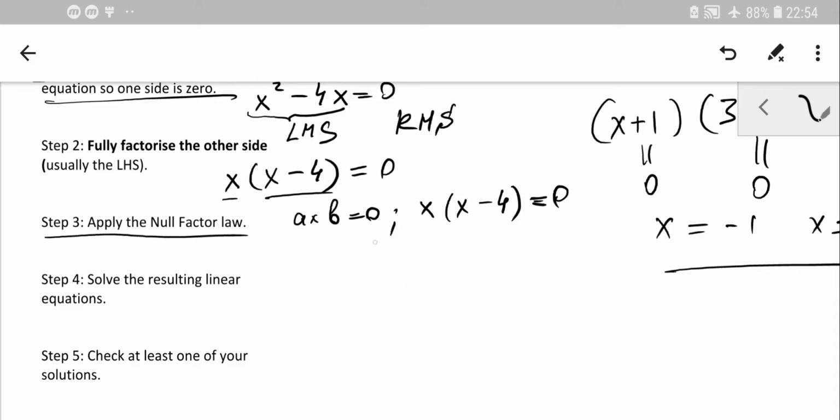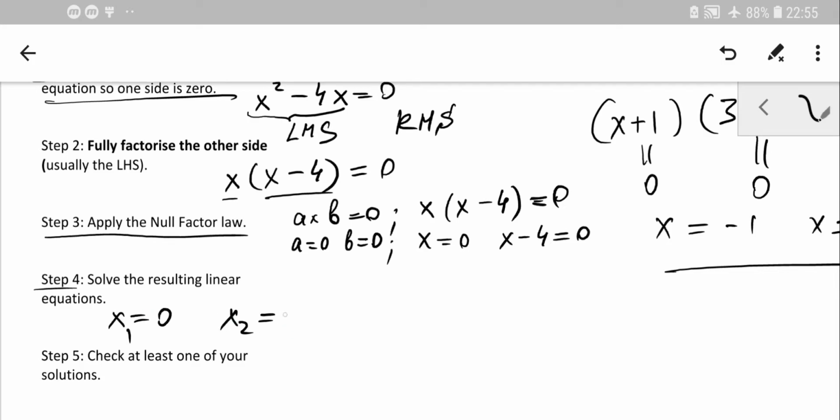How to apply it? We just need to say that each factor, a and b, might be 0. So we do the same here. x as one factor is 0, and x minus 4 is the other factor that might be 0. Step number 4, just solve that. x equals 0 is already a solution, and the second solution is x equals 4.